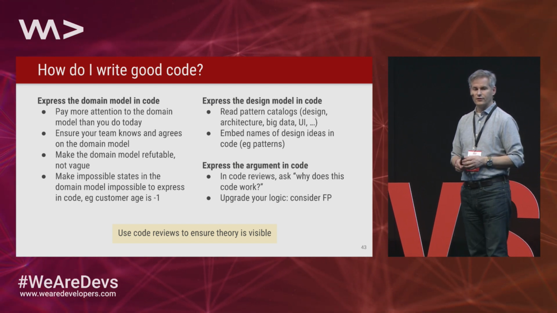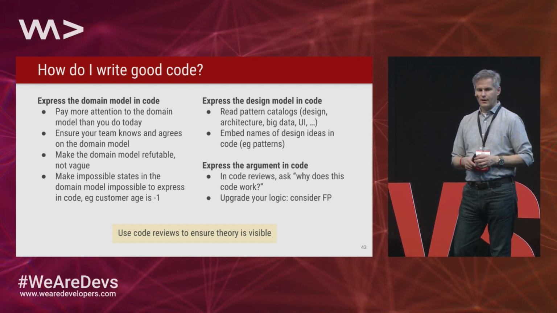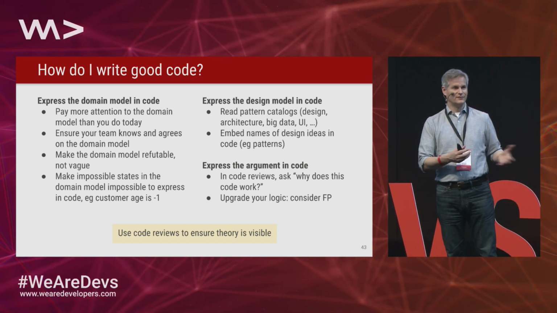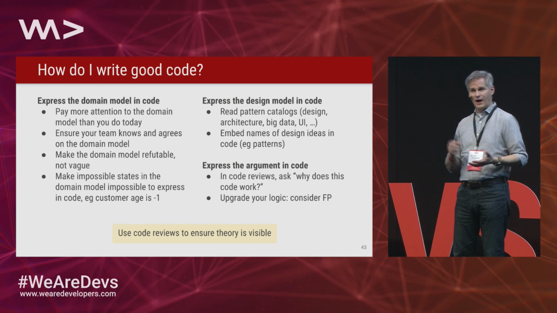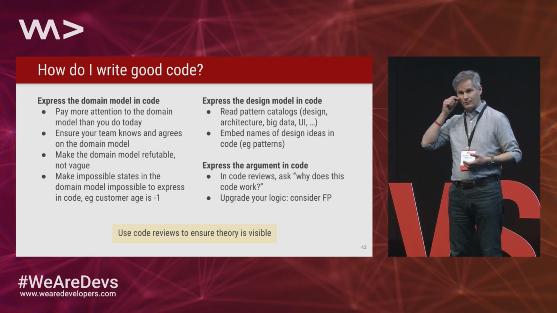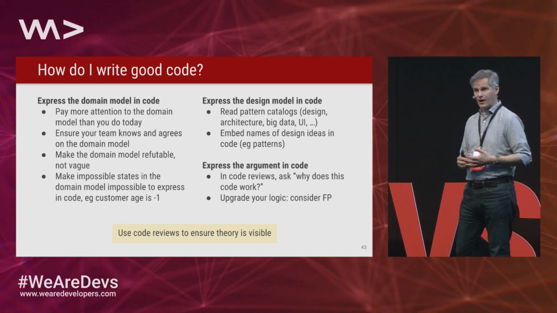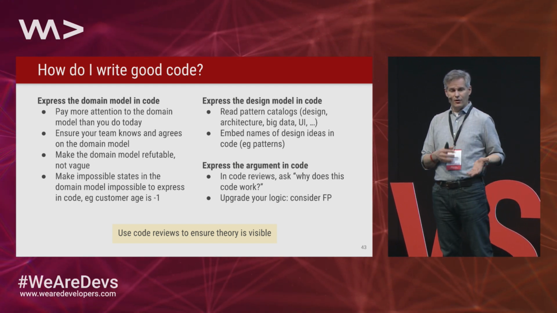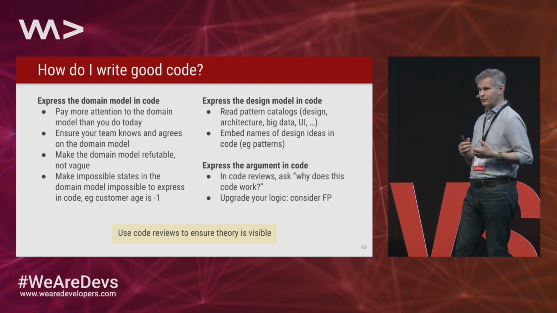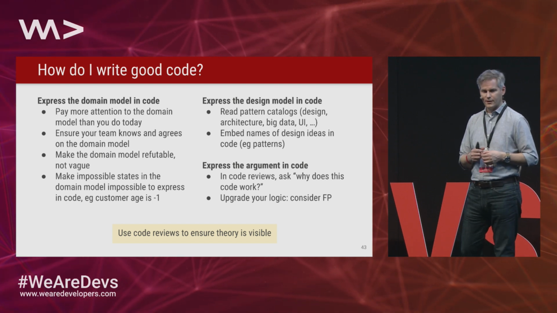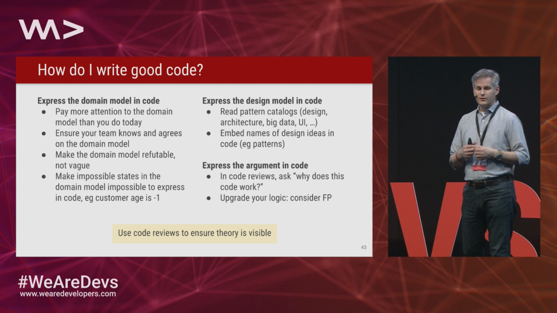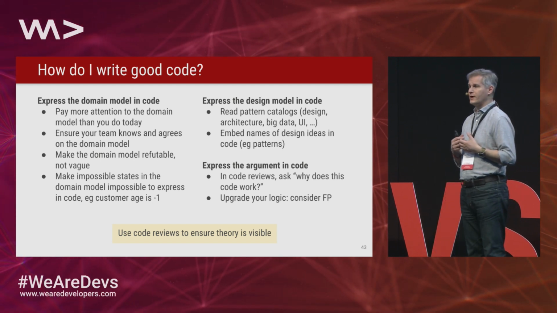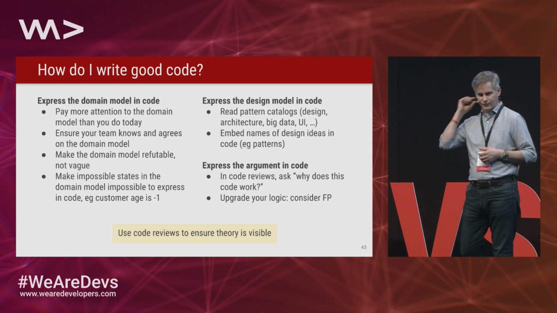The second way you write good code is to express the design in the code. The first problem there is you have to have things to express. If you are somebody who hasn't read any of the programming books, if you don't know the design pattern names, if you haven't read the distributed system patterns, then you're going to have a hard time encoding that language in your program, even if your program works. And finally, you want to express your argument in the code, and you want to make it as clear as possible for somebody else to recover.